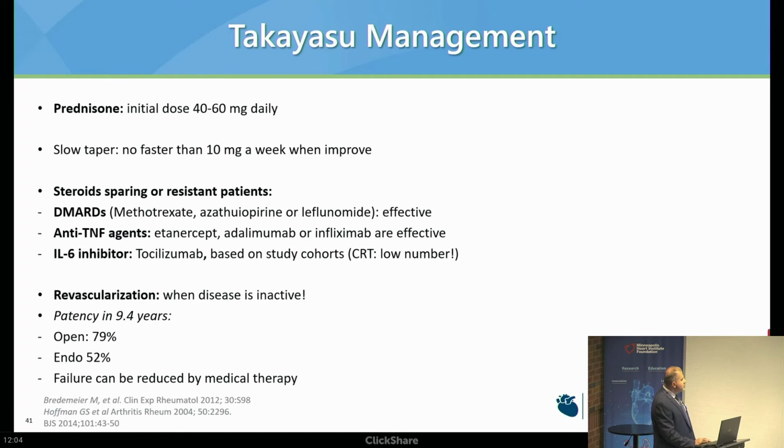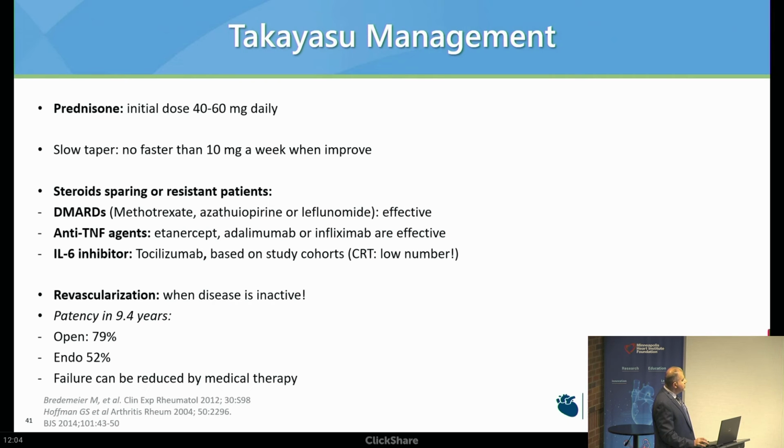For the interleukin-6 inhibitor tocilizumab, the data is kind of low. There is data, but the number of patients is low, but it's still listed as an option as a steroid-sparing agent. DMARDs, like methotrexate, are also effective, so we've been using those for the long-term control of these patients.